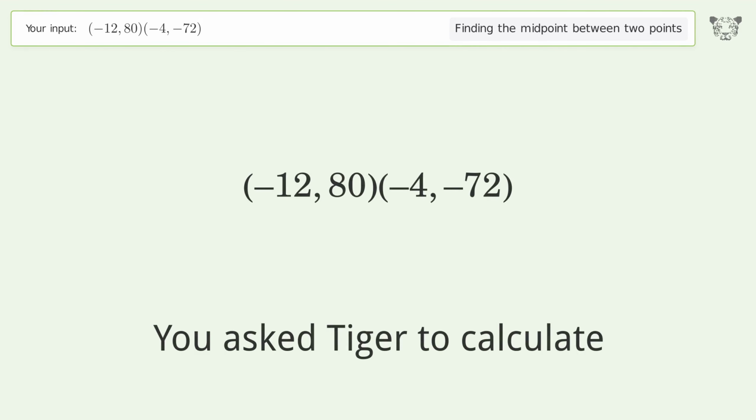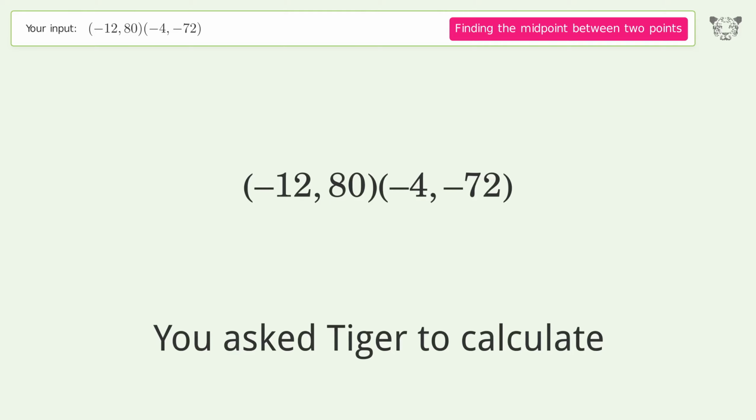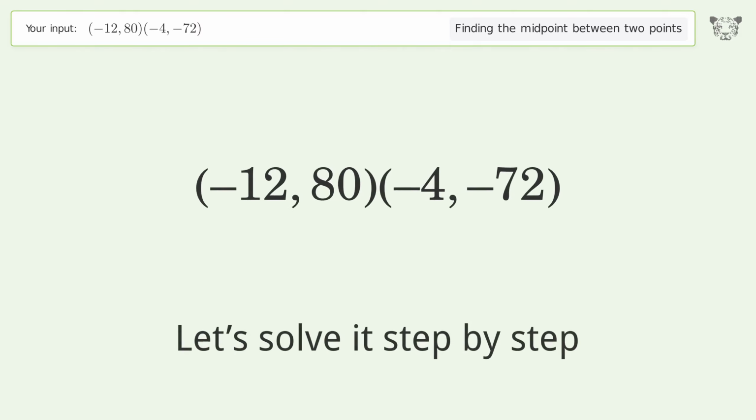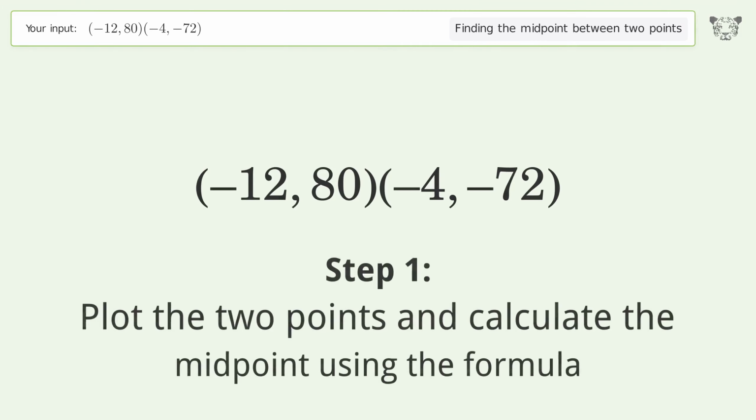You ask Tiger to calculate. This deals with finding the midpoint between 2 points. The midpoint between the 2 points is -8, 4. Let's solve it step by step. Plot the 2 points and calculate the midpoint using the formula.